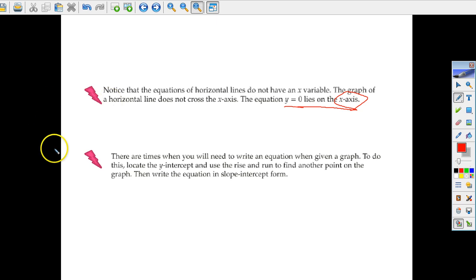Alright. There are times when you will need to write an equation when given a graph. To do this, locate the y-intercept and use the rise and run to find another point on the graph. Then write the equation in slope-intercept form.